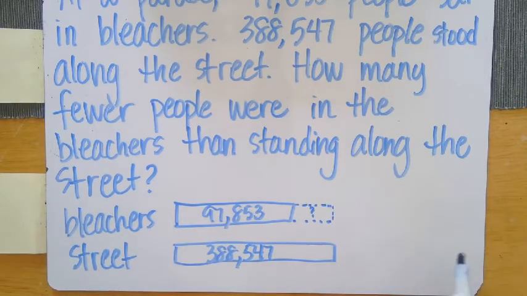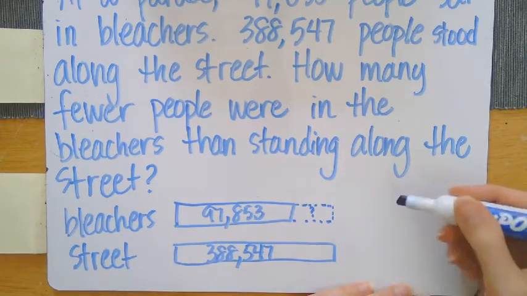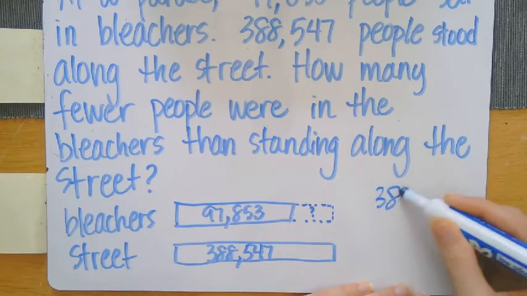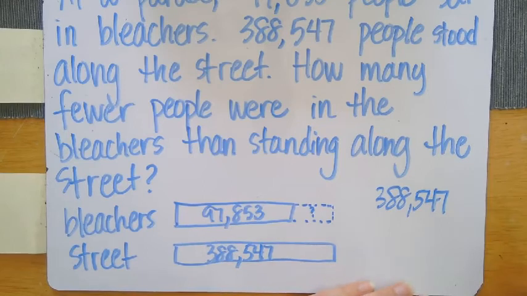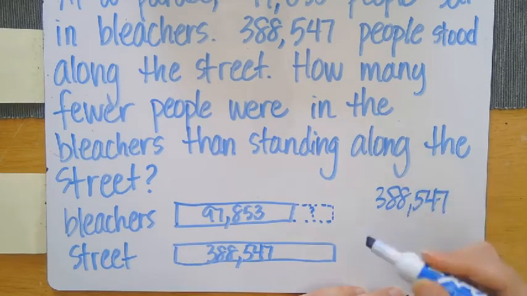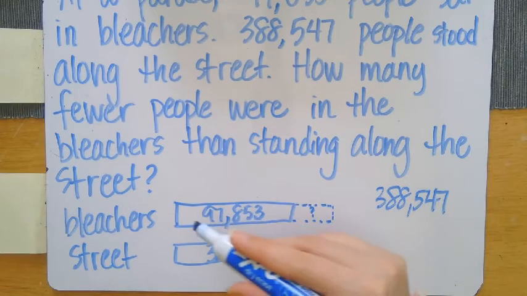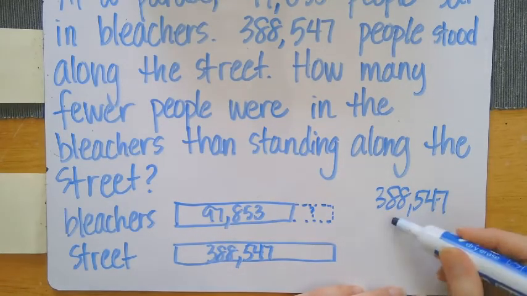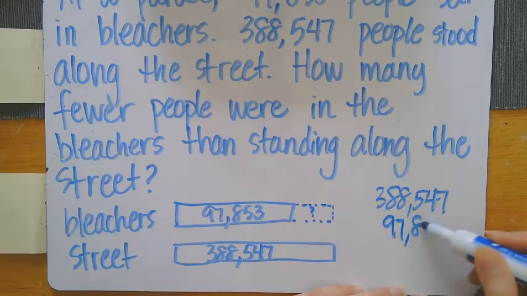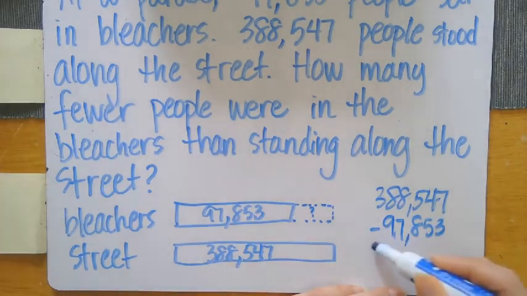Starting with that greatest number, which number is greater? Yep, 388,547. And then we're going to subtract. Make sure you're lining it up. There are 2 places to the left of the comma, so you're starting 2 places to the left of this area here. 97,853. And subtract.